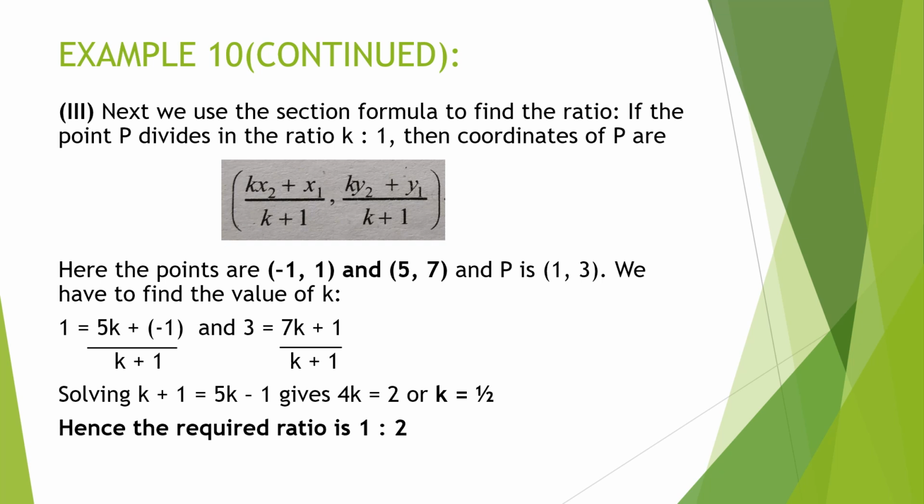Put the values of x1, y1, x2, y2, which are -1, 1 and 5, 7. Solving the equation, you can solve any of the equations, you will get the value of k as half. K is half means what is the ratio? 1 is to 2. Hence the required ratio is 1 is to 2.